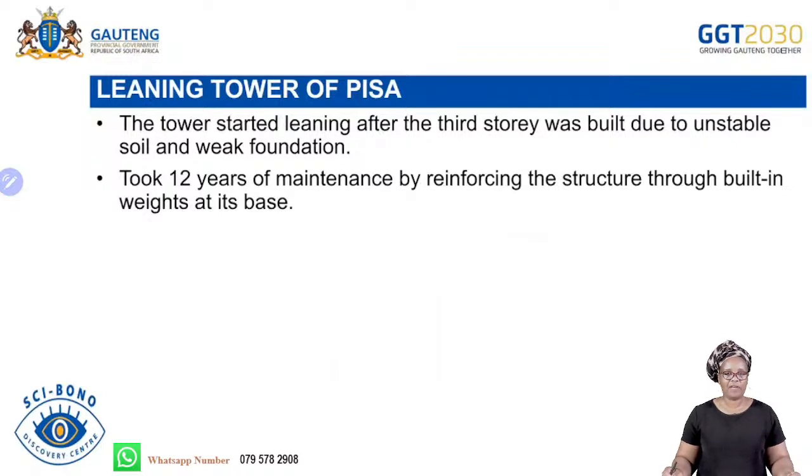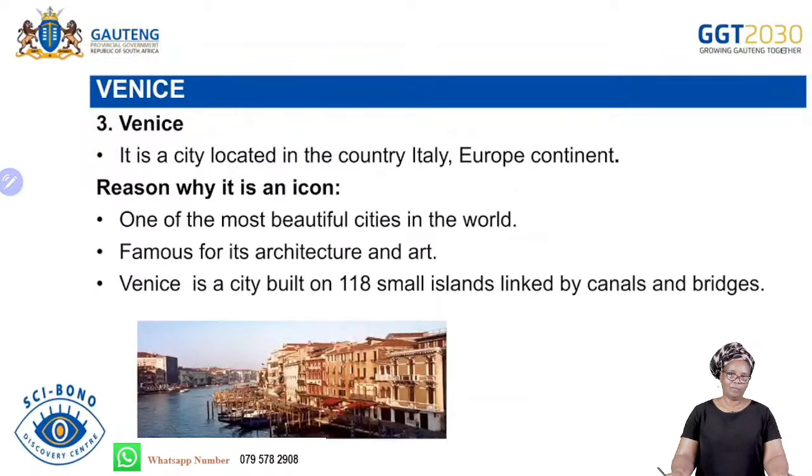It took 12 years of maintenance by reinforcing the structure through built-in weights at its base. It took 12 years for them to make sure that it doesn't fall. So they were reinforcing the structure, making it strong, not to fall to the ground. That's why even today it is still standing, because it took them 12 years to make sure that it doesn't fall to its side.